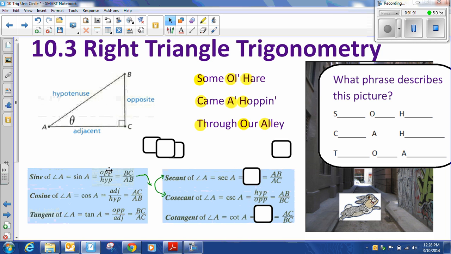As you can see, opposite over hypotenuse is sine, and cosecant is hypotenuse over opposite. Cosine is adjacent over hypotenuse, which reciprocates to hypotenuse over adjacent. And finally, tangent is opposite over adjacent, and cotangent is the inverse of that, adjacent over opposite.